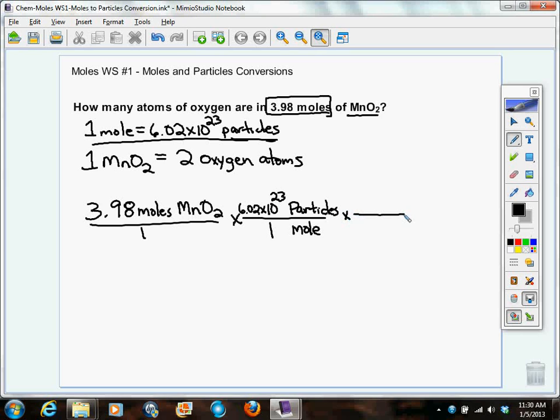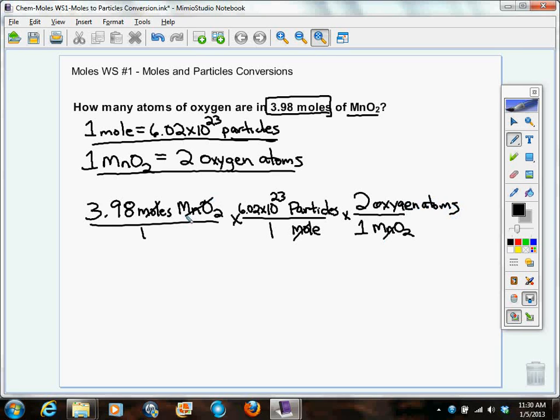Now what this would do is this would give me particles of manganese 4 oxide. I really want oxygens for this one. So in this case here, let's go ahead and use the other equivalent now. This gets rid of the moles. I really want to get rid of the manganese 4 oxide. So for every 1 MnO2, I get out 2 oxygen atoms. So that takes care of the MnO2.